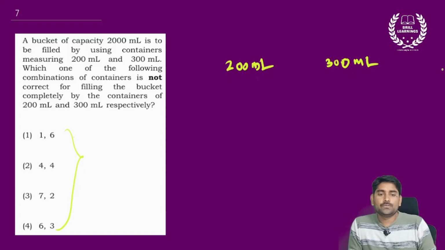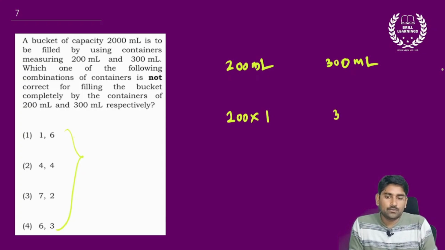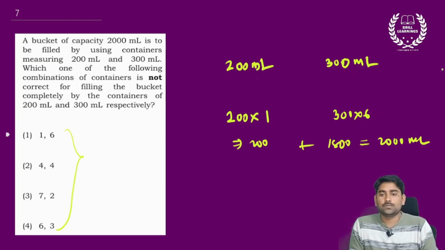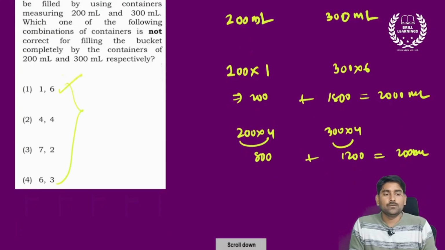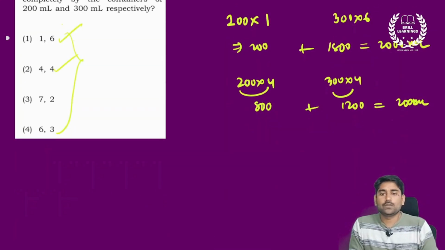Okay, first one: 200 into 1 and 300 into 6. Here I will get 200, here I will get 1800. So total gives us 2000 ml. This is right. First one is a right statement. Second one: 200 into 4 and 300 into 4. So 4 2s are 800, 3 4s are 12. So here also you will get 2000 ml. Okay, second one is also a correct combination.